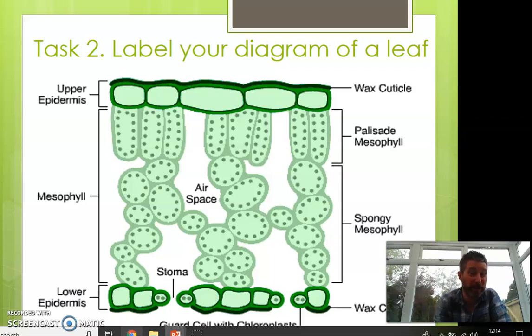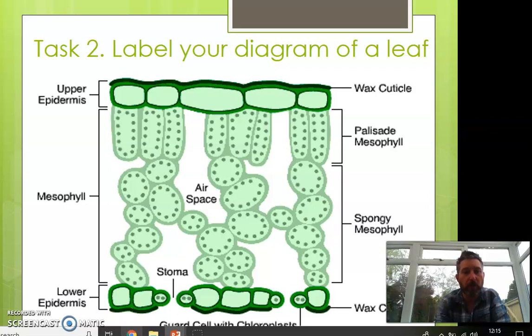Epidermis basically means skin. We use the same word for our skin, so that's the upper layer. Then you've got the palisade layer. Then you've got the mesophyll layer. Then you've got the spongy mesophyll in the middle. At the bottom you've got the stoma, and you've got the lower epidermis. And again, there's a waxy cuticle on that. And the bit at the bottom you might struggle to read are guard cells. So we'll look at those in a bit more detail, but if you want to pause the video and complete your worksheet, now would be a good time to do so.